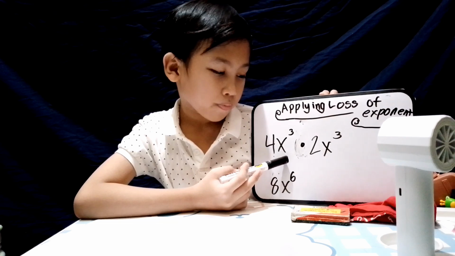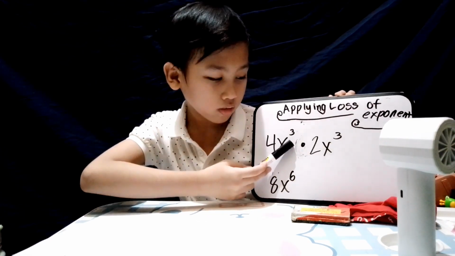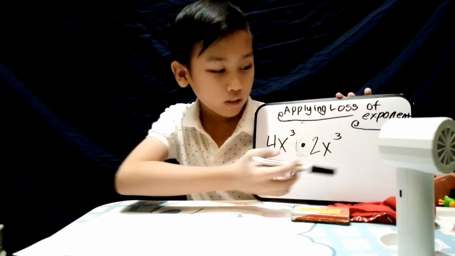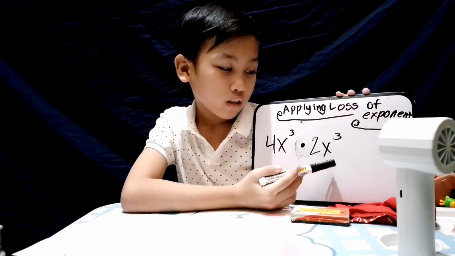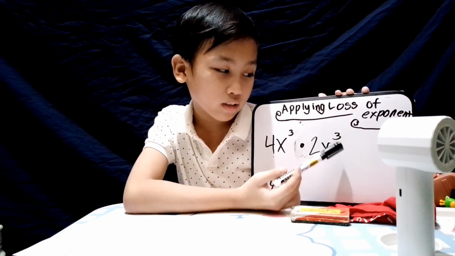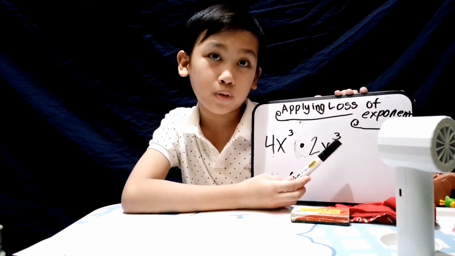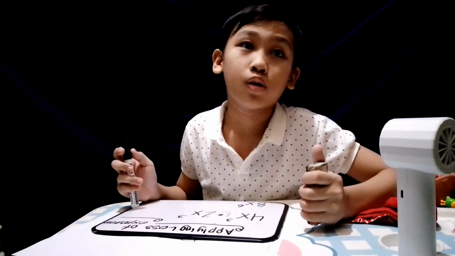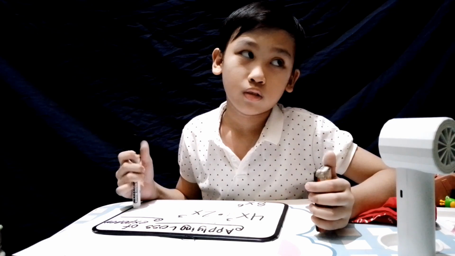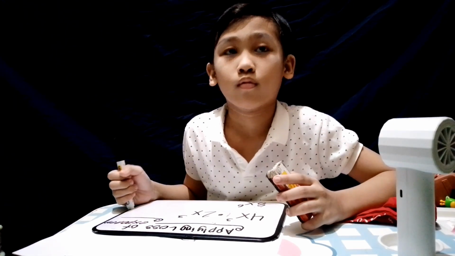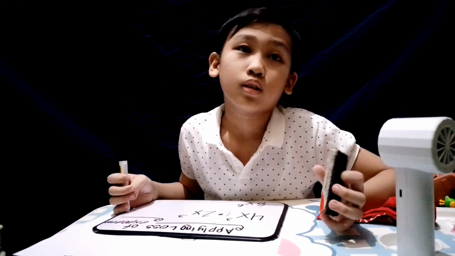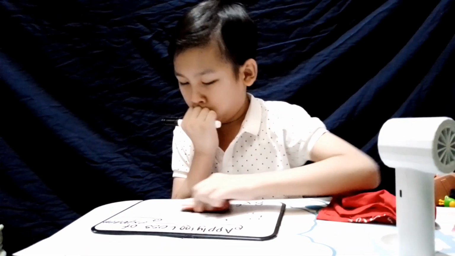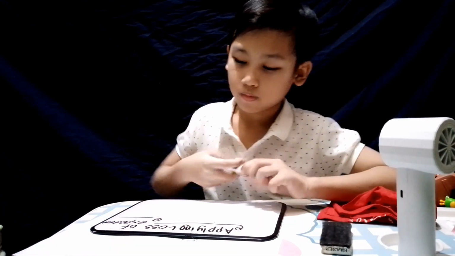Product rule: when the variable is the same as in the other term, we add the exponents. If there is the same variable, you just add their exponents, and if there is a number or coefficient, you just multiply. Very good. The answer is 8x to the power of 6.